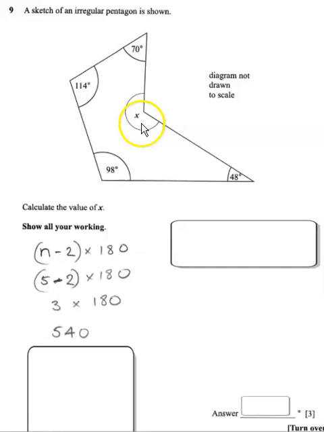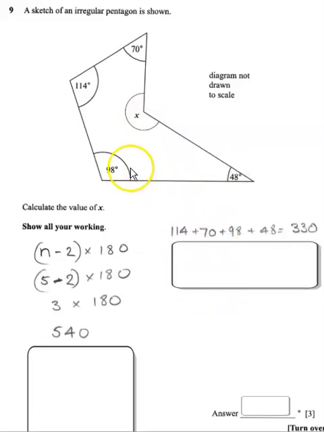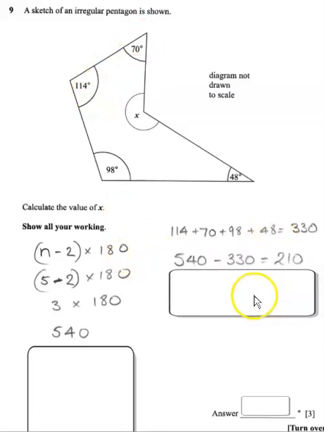So we're looking for the missing angle in this one. So what we do is we add all the angles we do know of, all of these ones here, and then we take it away from 540, which is 210.